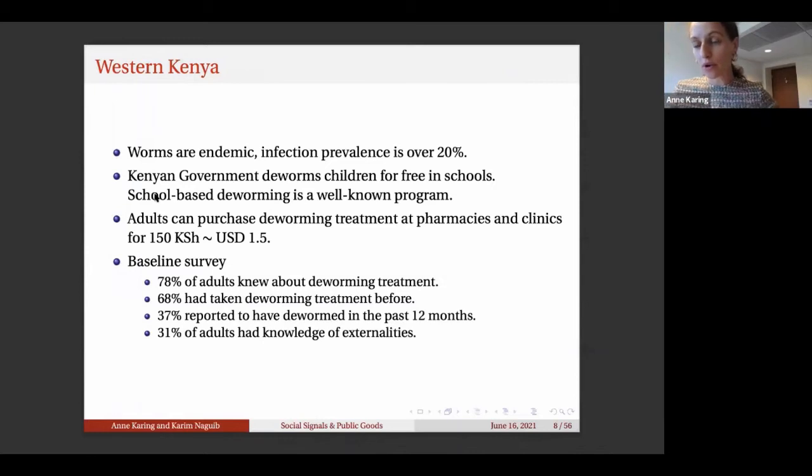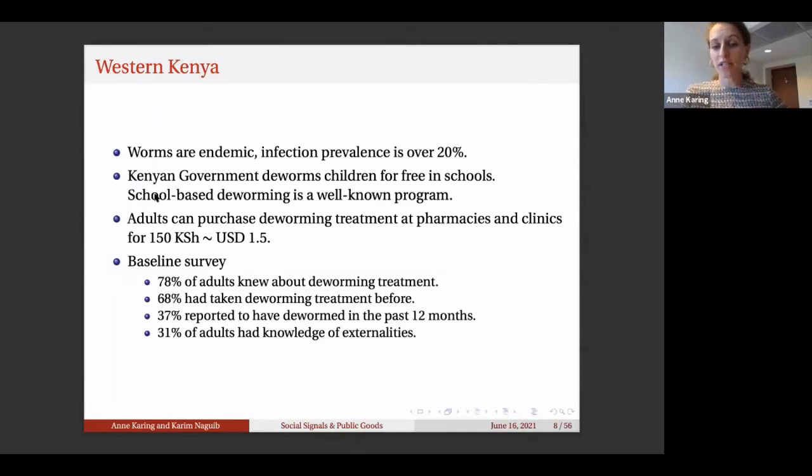Just to give you a little bit more information in terms of how we should think about this, this technology of deworming treatment being known or even used by adults before we did this intervention. In the baseline survey, we found that 78% of adults knew about deworming treatment. This is self-reported data, but 68% reported that they had taken deworming treatment before.